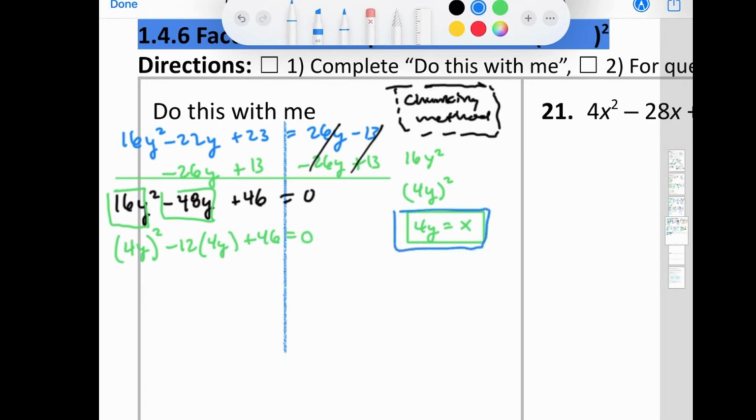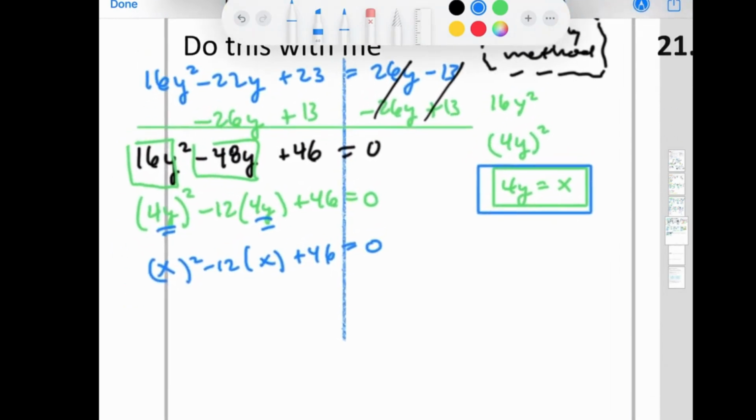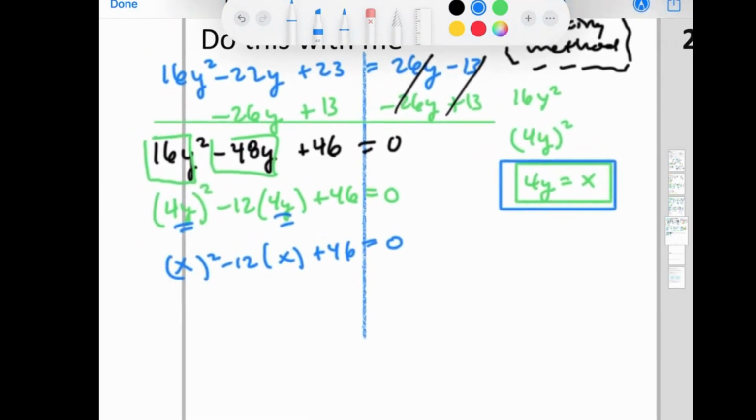Every time I see 4y, I'm going to write x. Okay, what that did is I went from some crazy large numbers. So instead of me doing something like this, a times c, that would have been 16 times 46, you would have gotten some huge number. I've actually made it a lot smaller. And then I can just factor this.